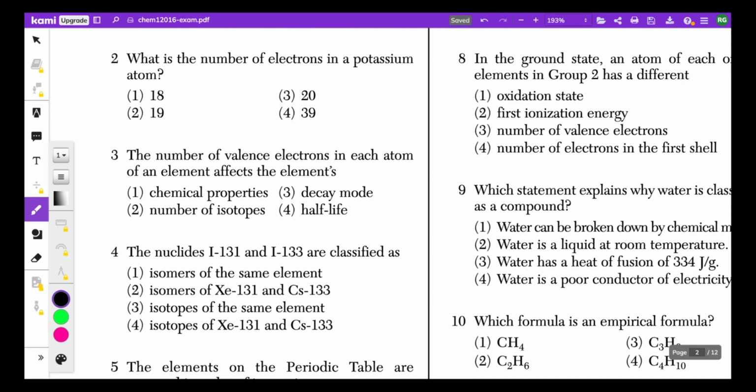What's the number of electrons in a potassium atom? Well, you know that atoms are neutral. In an atom, there are positive protons, which have a positive charge, and negative electrons, which have a negative charge. In a neutral atom, the number of protons equals the number of electrons.